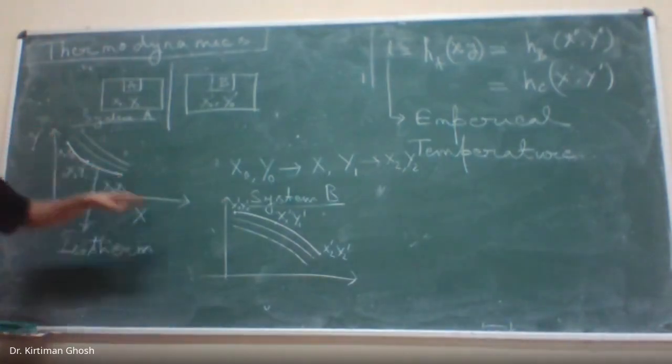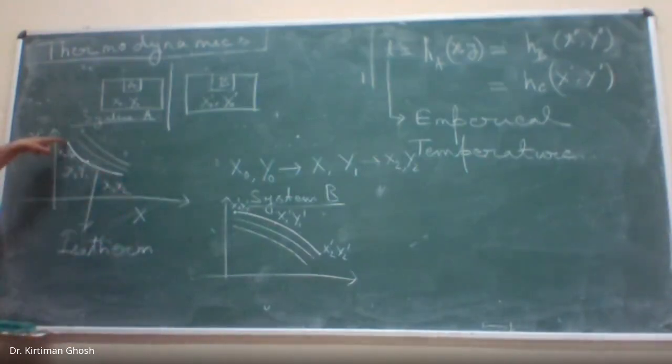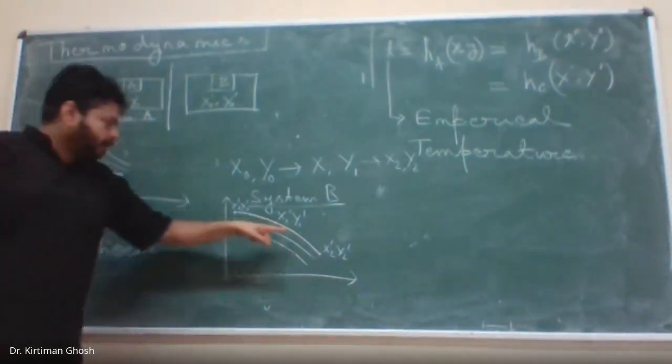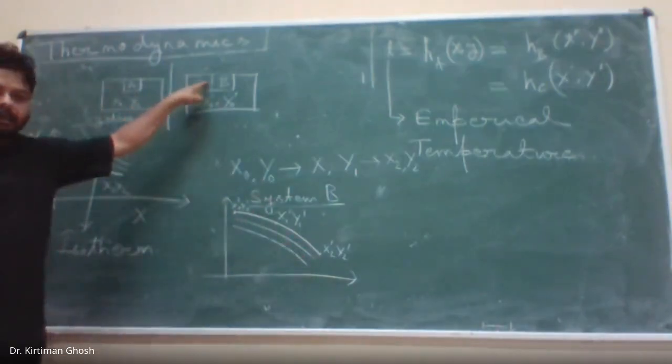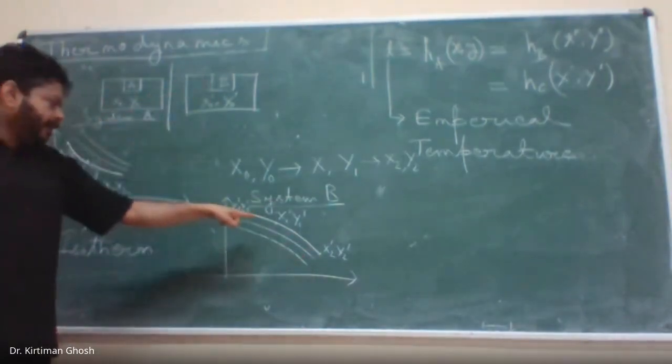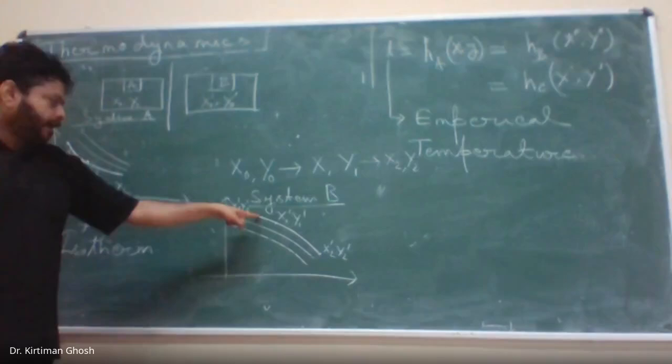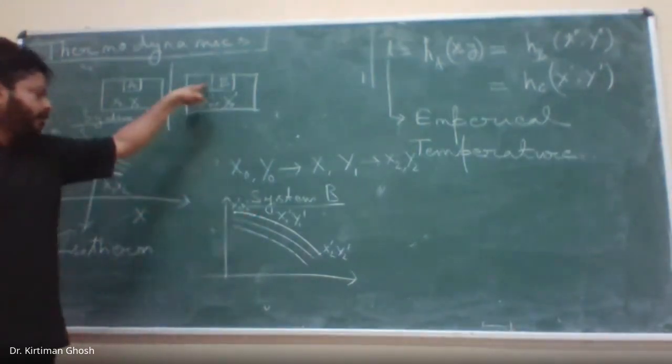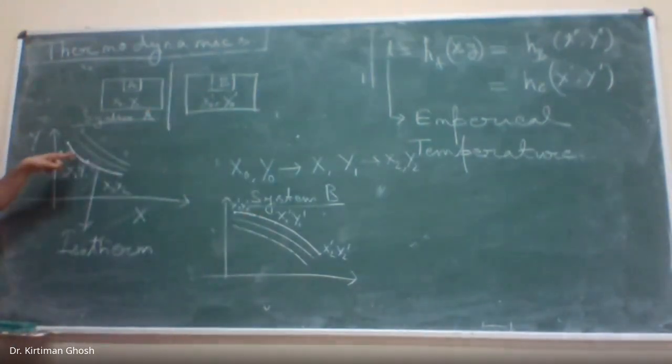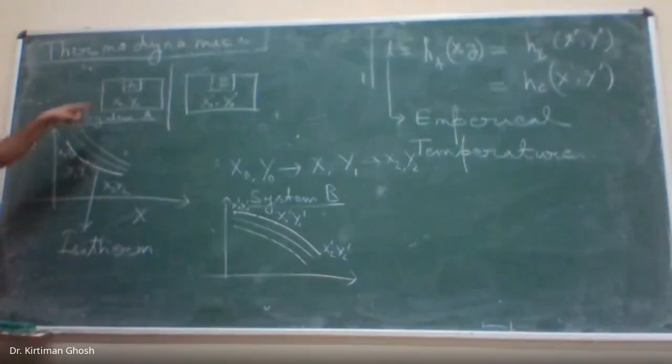Okay, so this line is in thermal equilibrium with this line. That means each point on this line is a particular state for system A. Each point on this line is a particular state for system B. So, if I take a particular point here, that will correspond to a particular state for system B. If I take a particular point here, that will correspond to a particular state for system A. What I can say is that these two points are in thermal equilibrium with one another.